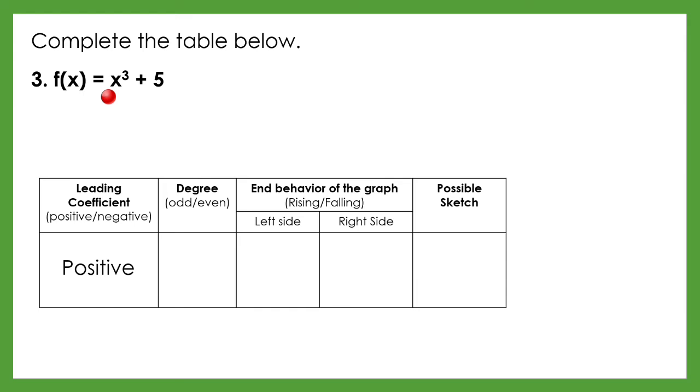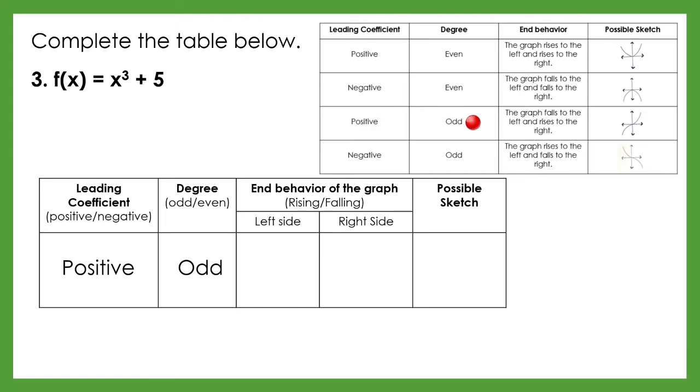What is the degree? Ang degree natin, yung exponent, that is 3. Is it odd or even? 3 is an odd number. And then, identify natin yung end behavior of the graph sa left side and right side. So, ito lang yung tatandaan natin, itong 4 cases. So, kung ang leading coefficient ay positive at ang degree ay odd, then yung end behavior ng graph, the graph falls to the left and rises to the right. So, sa left side, falling. So, sa right side, rises to the right.